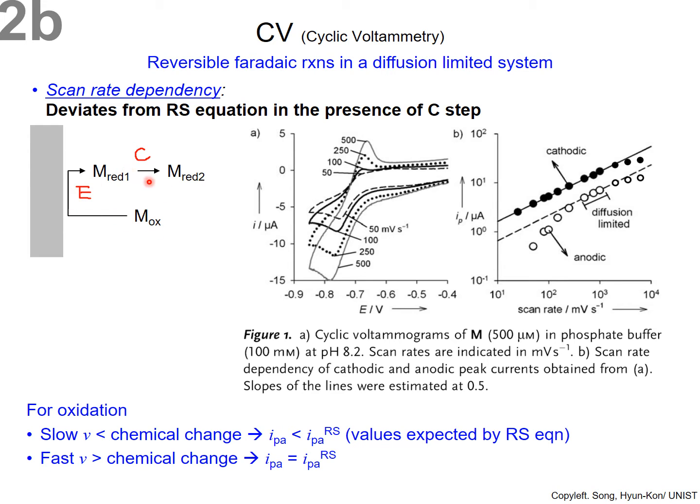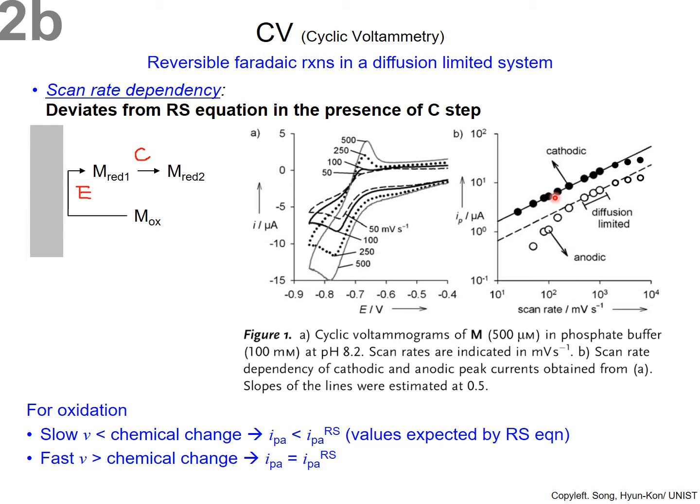To investigate the scan rate dependency of this reaction in the presence of the C step, I have obtained several cyclic voltammograms at various scan rates. The smallest one is the cyclic voltammogram obtained at 50 millivolts per second. The next one is 100 millivolts per second. The third one, 250 millivolts per second. And the last one, 500 or 1000, 2000, even though they are not given to you here. Then I have picked up the peak points from the cathodic process and anodic process. Then I have plotted those experimental data in this plot, where the y-axis is the peak current and the x-axis is the scan rate in log scale.